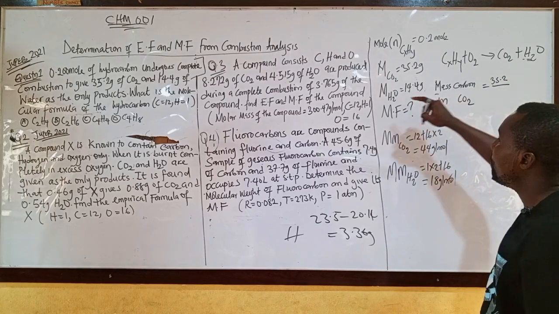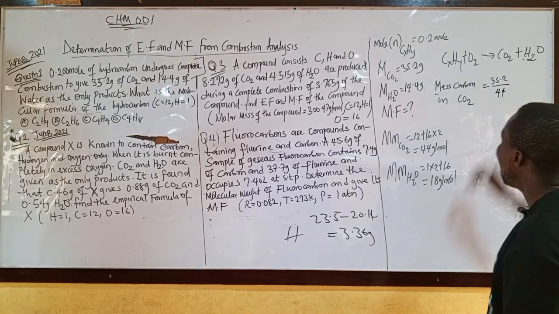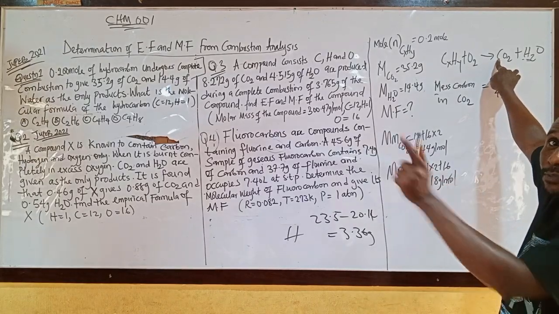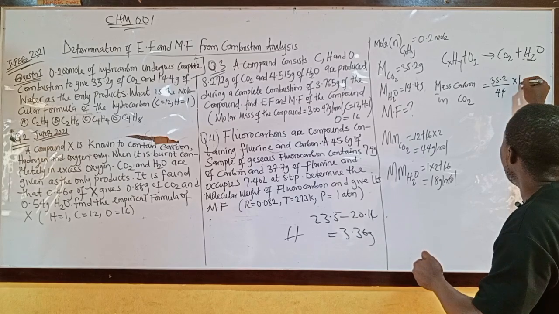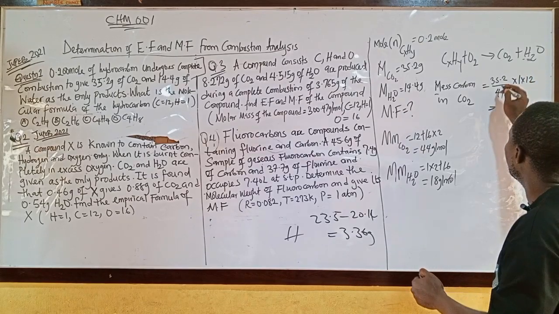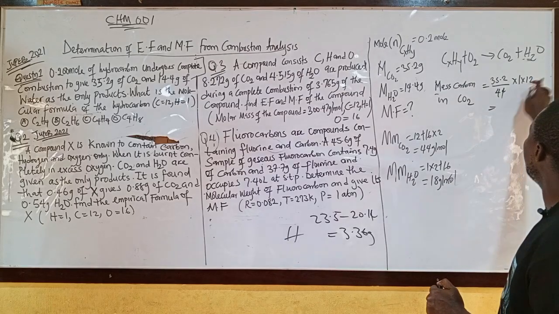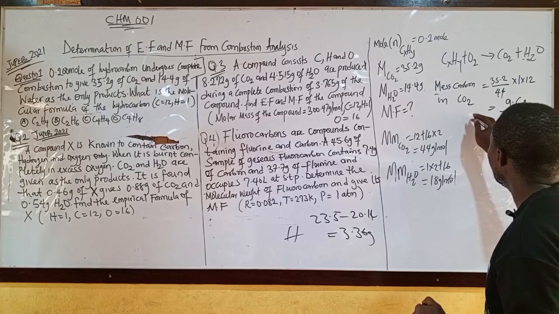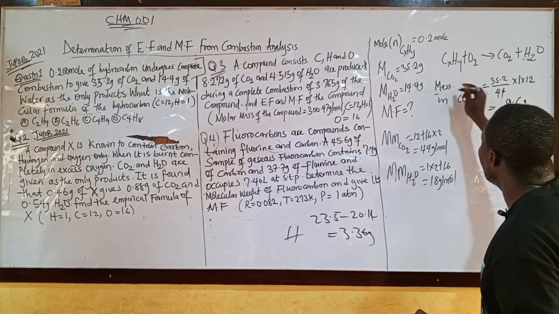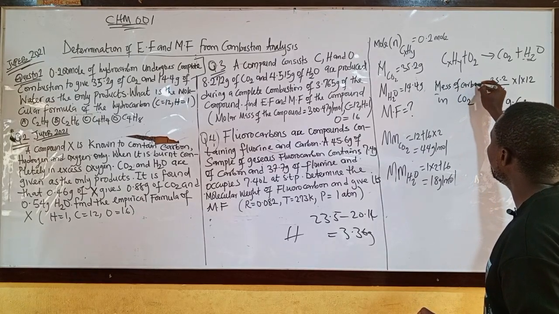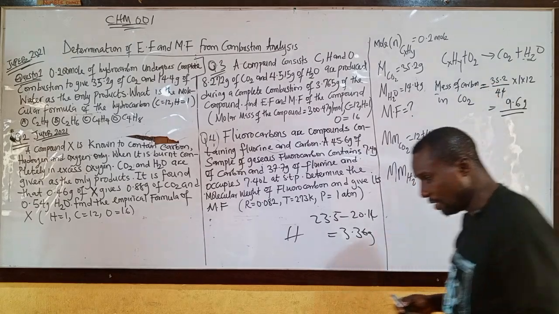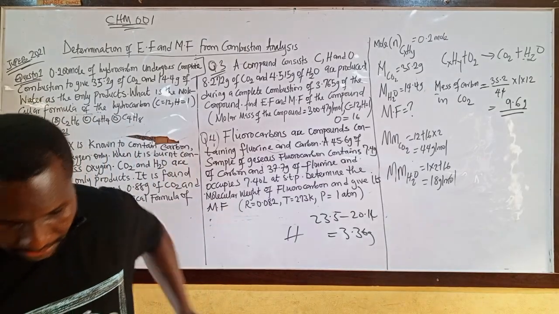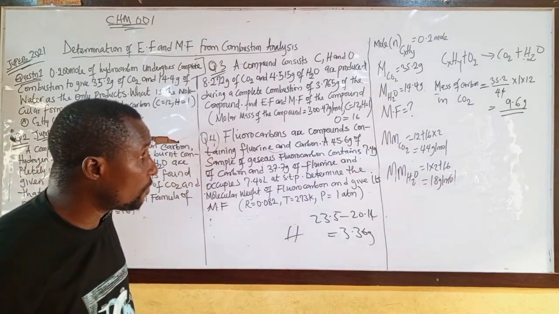35.2 over the molar mass of CO2, which is 44. And in CO2, how many carbon do we have? 1. Then 1 times the mass number of carbon. Then punch 35.2 divided by 44 times 12 and it will give you 9.6 grams. That is what? The mass of carbon in CO2. The mass of carbon in CO2 is what? 9.6 grams.